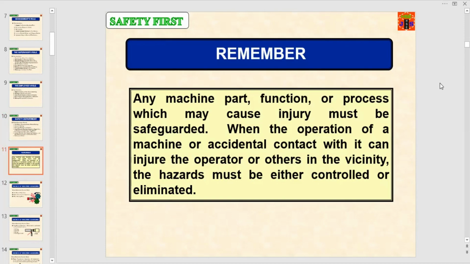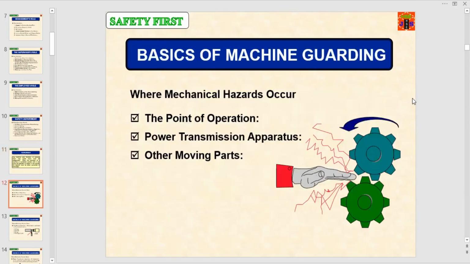Dear friends and fellows, remember any machine part, function, or process which may cause injury must be safeguarded. When the operation of a machine or accidental contact with it can injure the operator or others in the vicinity, the hazards must be either controlled or eliminated. Let us discuss what are the basics of machine guarding.